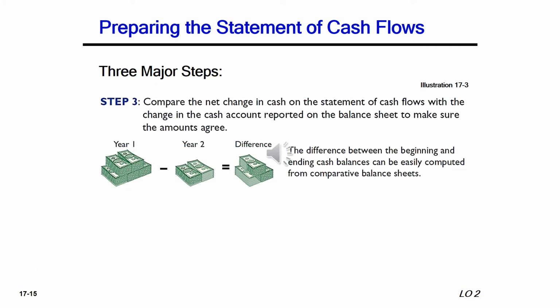The last major step here would be to compare the net changes in cash on the statement of cash flows with the changes in the cash account reported on the balance sheet to make sure the amounts match. Okay, so the difference between the beginning and ending cash balances can be easily computed from comparative balance sheets. So you'll take the previous year's cash flow, compare it to this year's cash flow, and what you want to find out is the difference between the two.